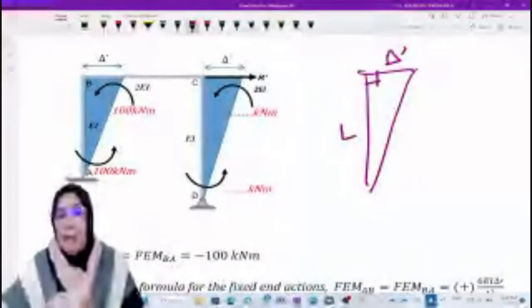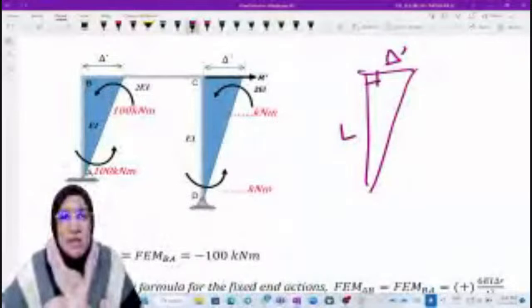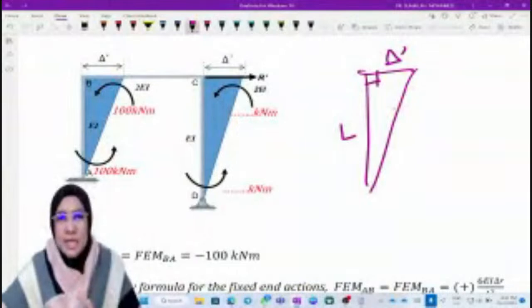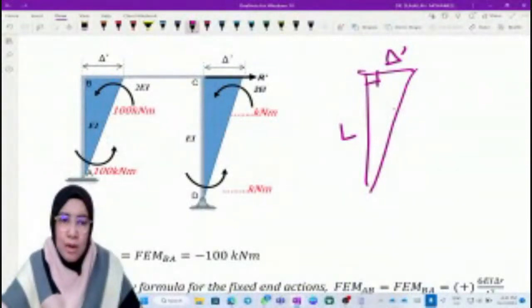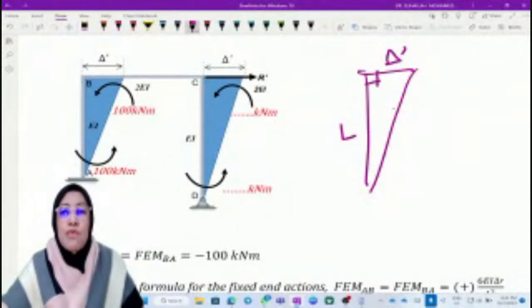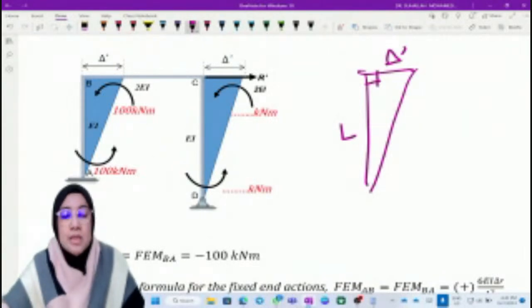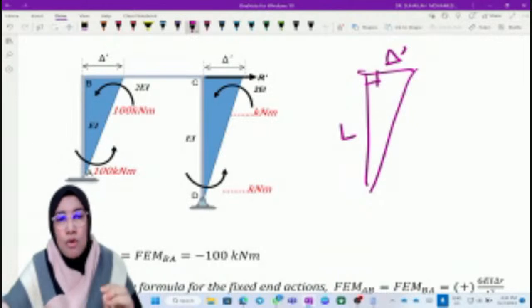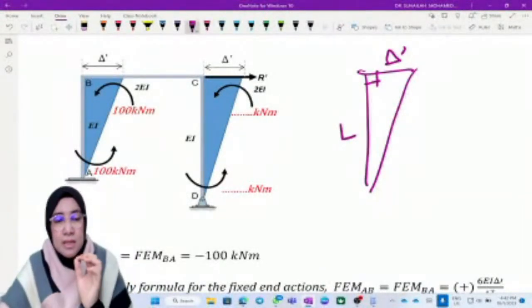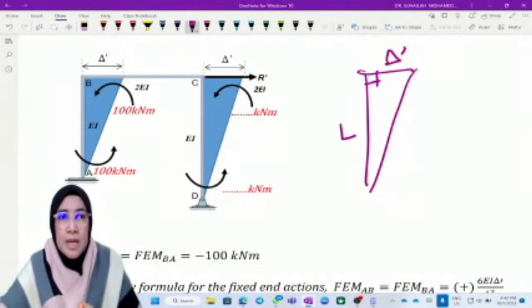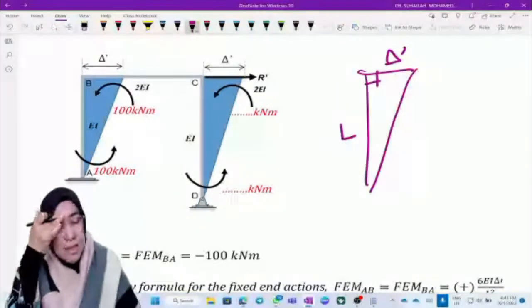A column is a vertical member and a beam is a horizontal member. That is why when we analyze support settlement, we measure the vertical displacement. Now we are analyzing a frame and we focus on the column, so we determine the delta. The delta is perpendicular to the column. So we mark the delta prime. We do not measure the value of delta prime, but we mark it. The delta prime is perpendicular to the member.